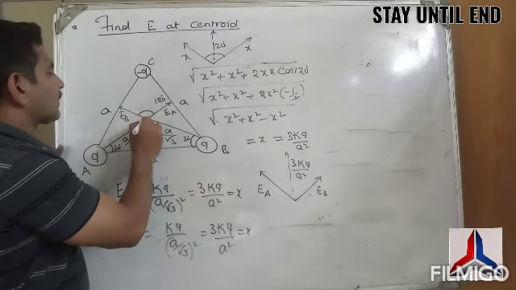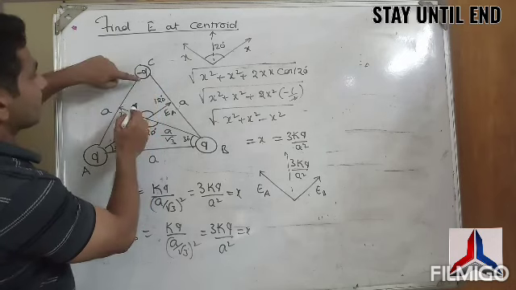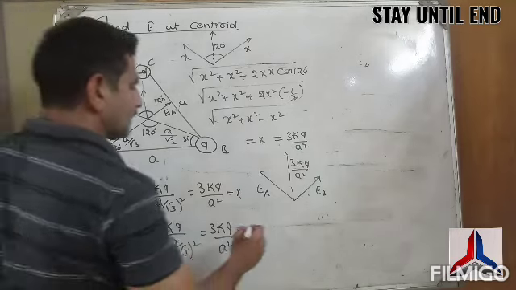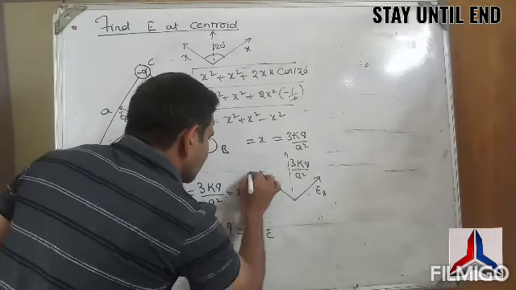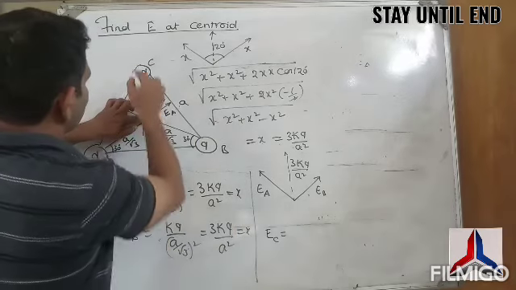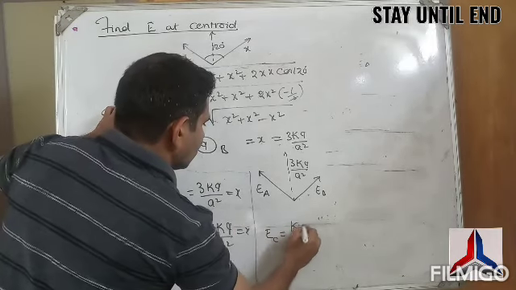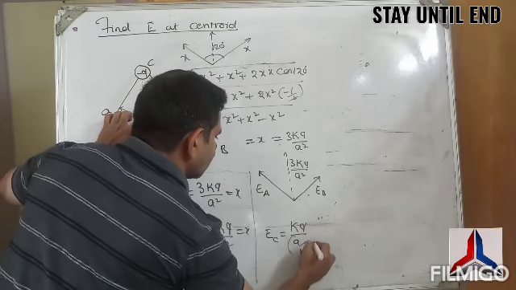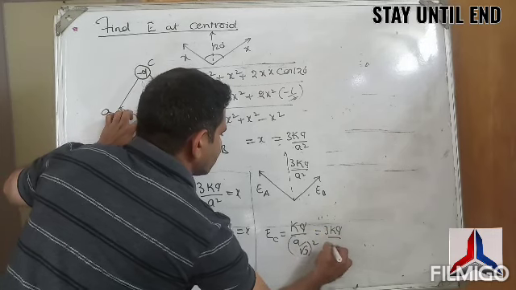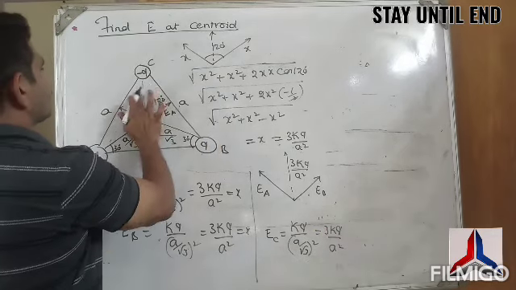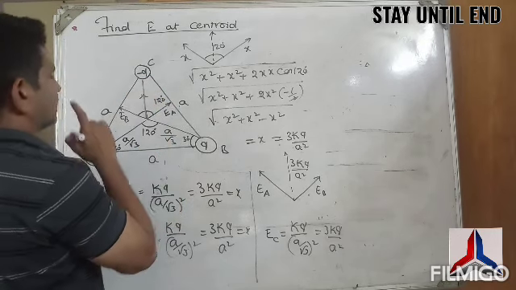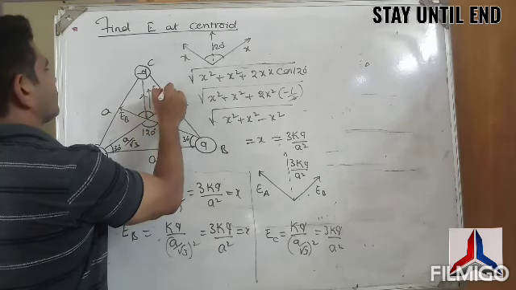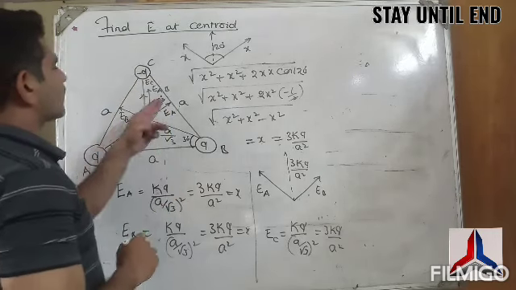Therefore, what is the electric field intensity created by C? This is negative. The electric field intensity created by C, that value is KQ by A by root 3 whole square. Do you know that this distance is A by root 3? A by root 3 whole square. That means 3KQ by A square. In what direction? So, in this direction. So, EAB direction in this direction, EC also in this direction. So, you can add them.